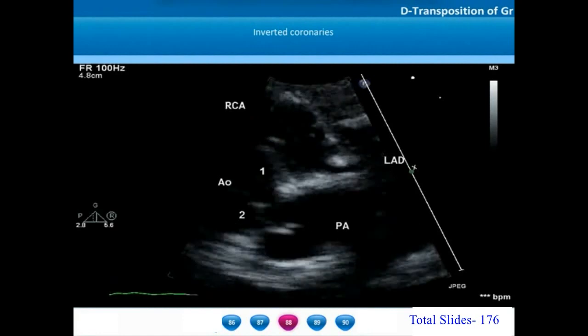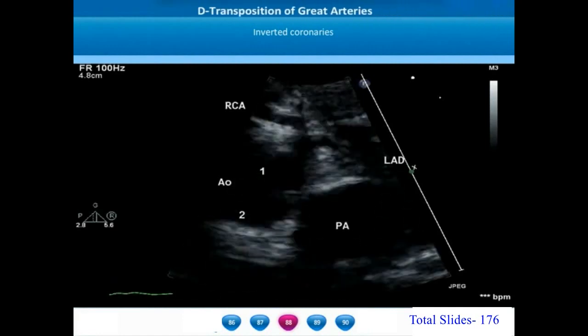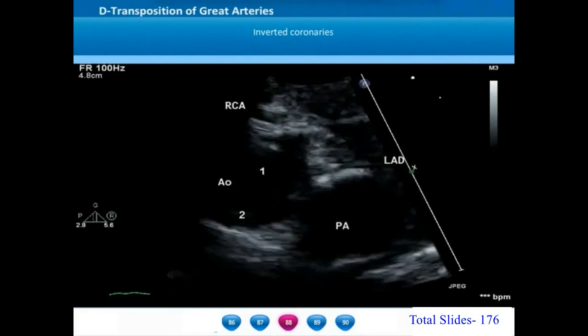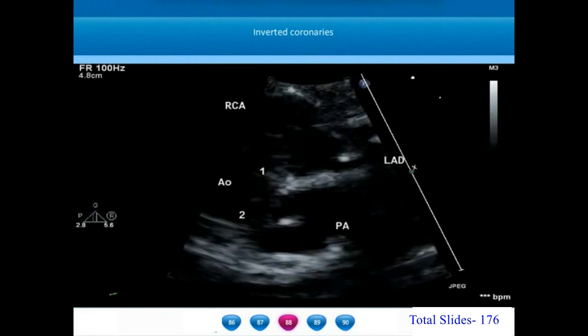The coronary artery origin is called inverted whenever the right coronary artery is arising from the left facing sinus. In this parasternal short axis view, the aorta is right and anterior and the pulmonary artery is left and posterior.